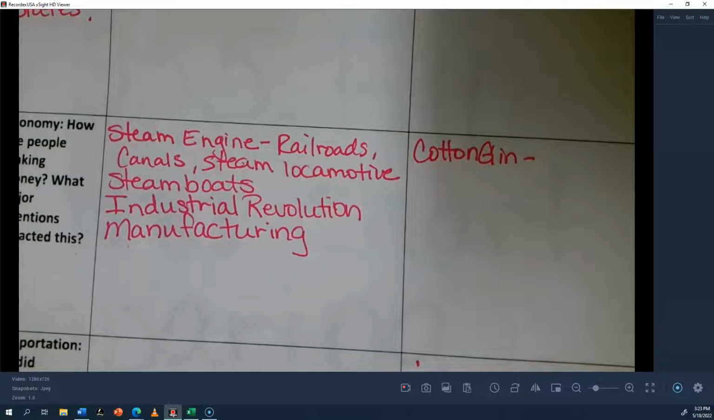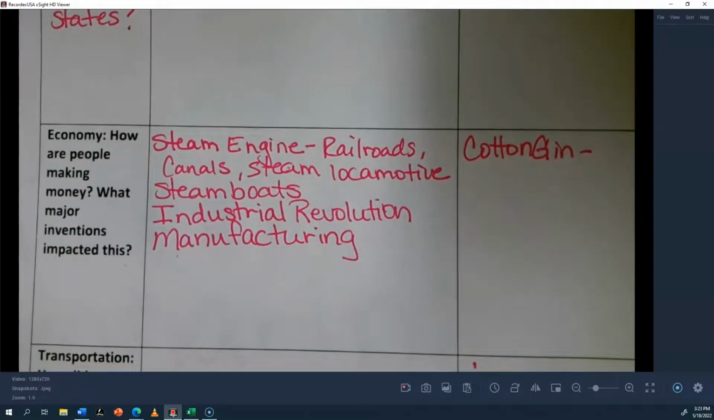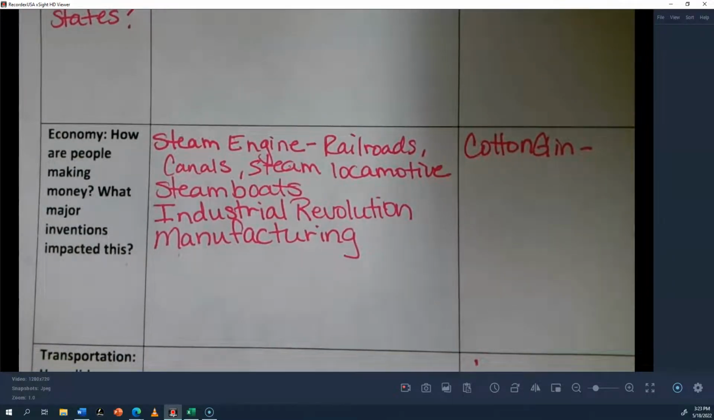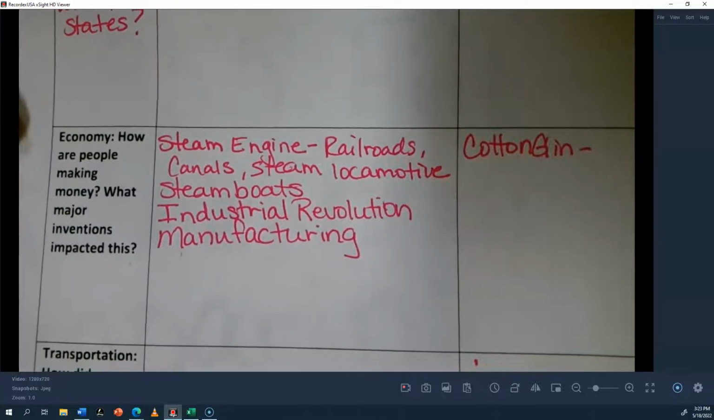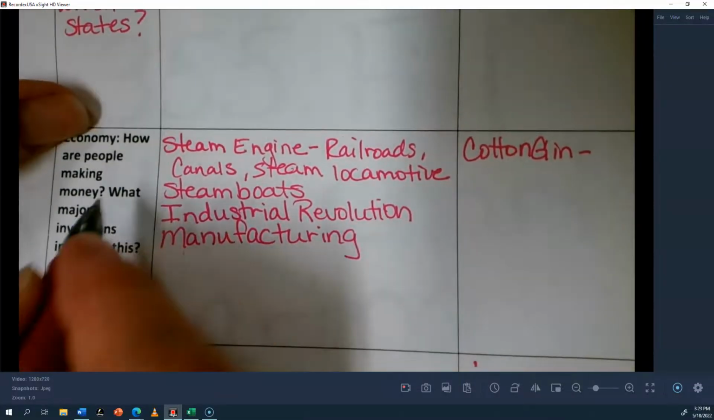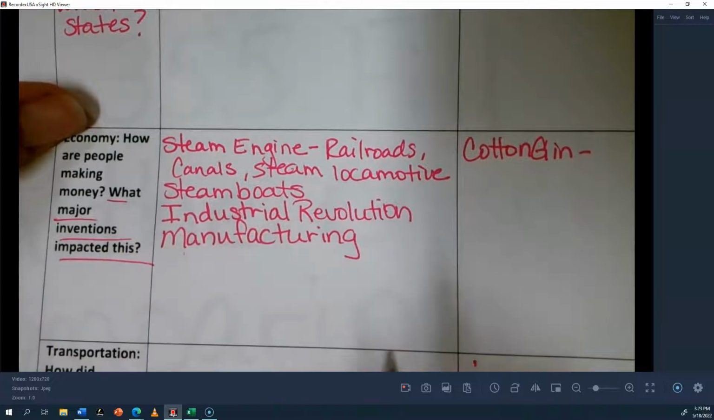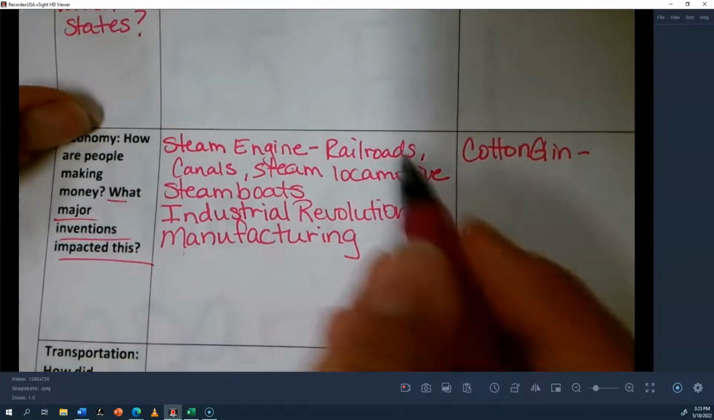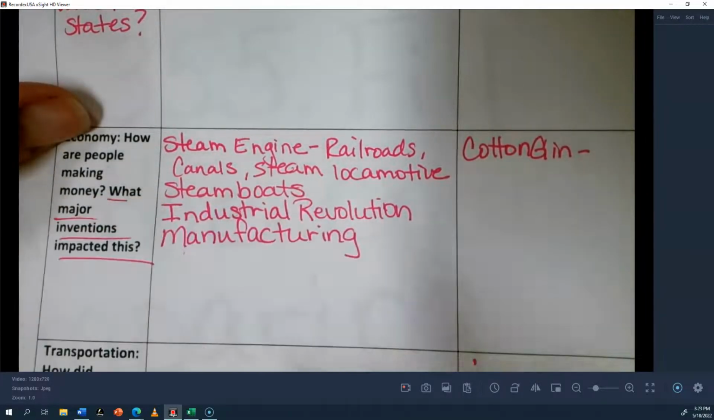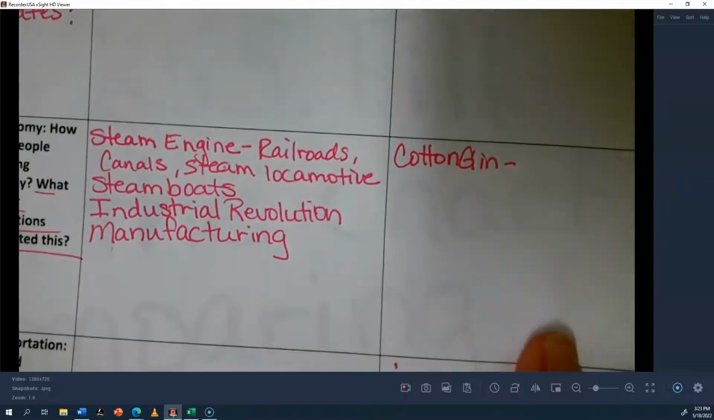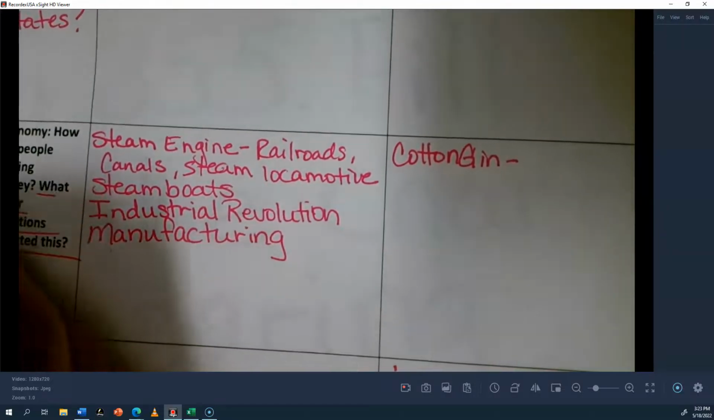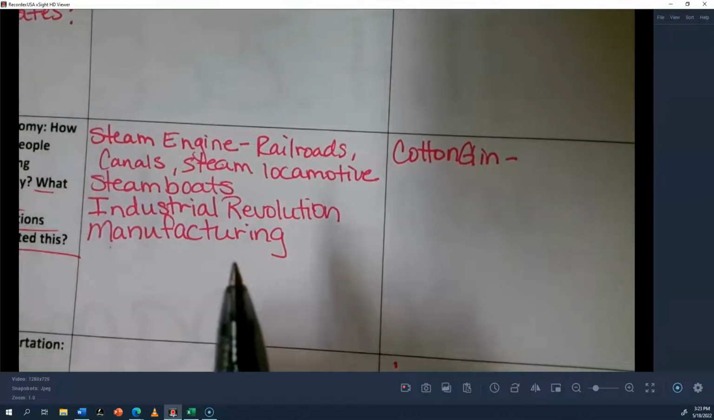Okay, now this is just the iceberg. I'm just trying to go over this with you out of what you already know. And some of this is in your book, and you're going to have some time to go through this. What major inventions impacted this? How did these inventions change the economy? That's the part you need to figure out. How did these inventions lead to a change in economy?